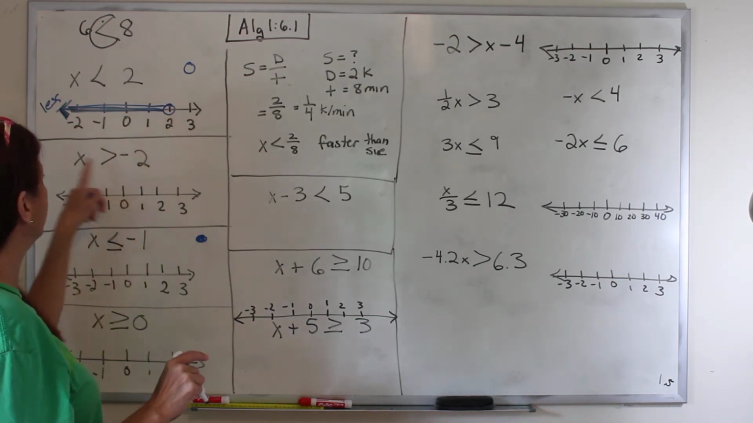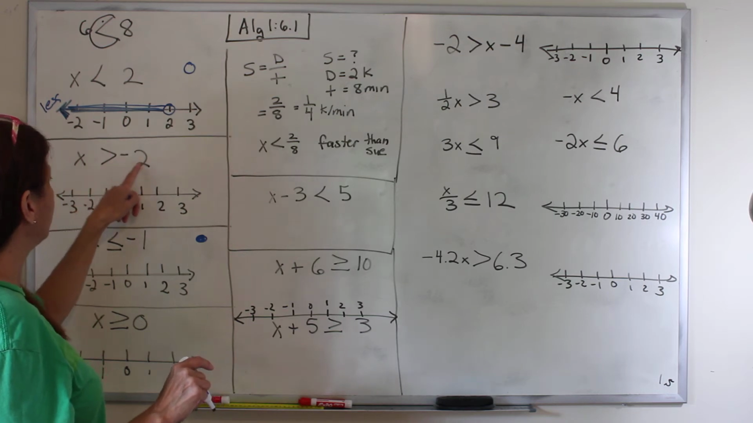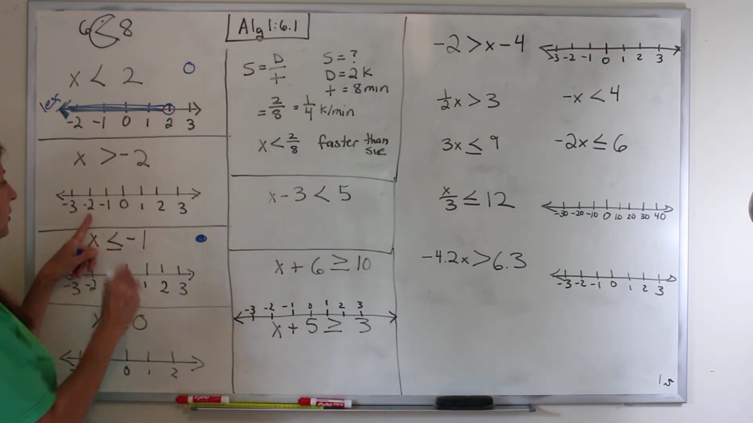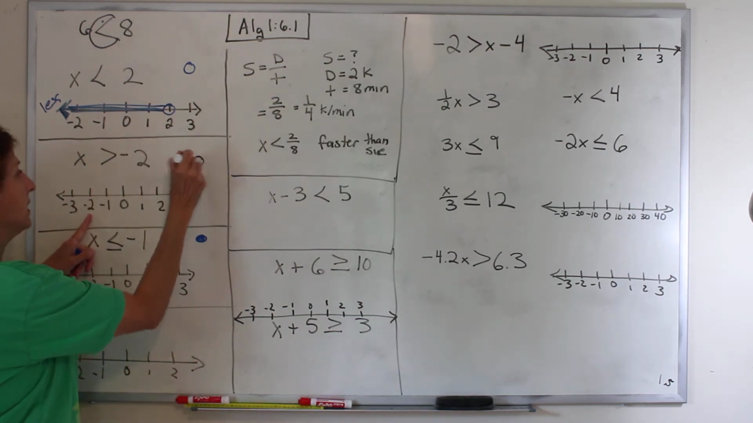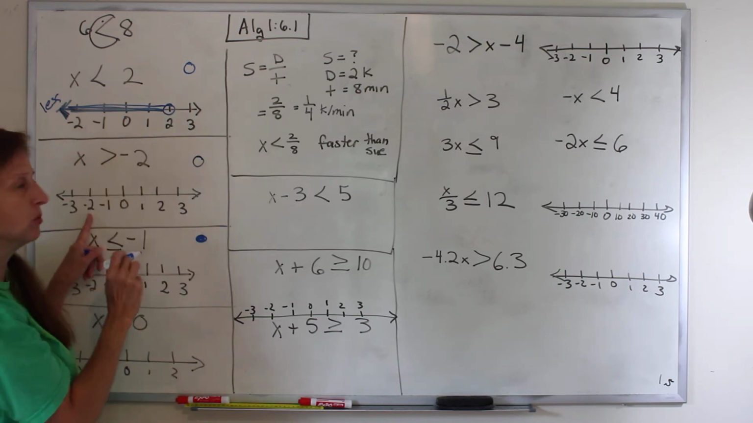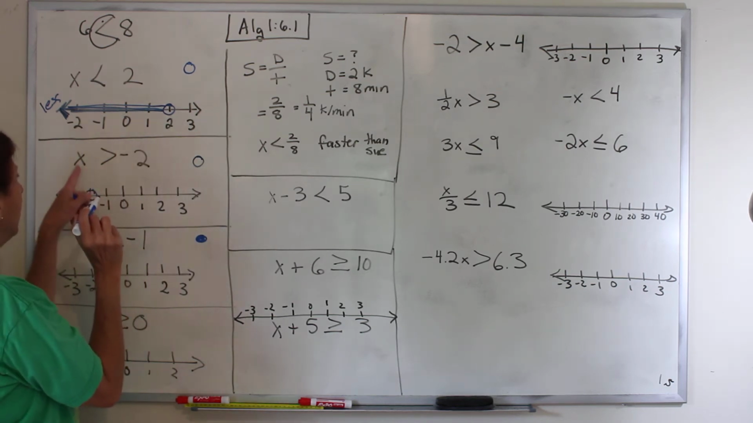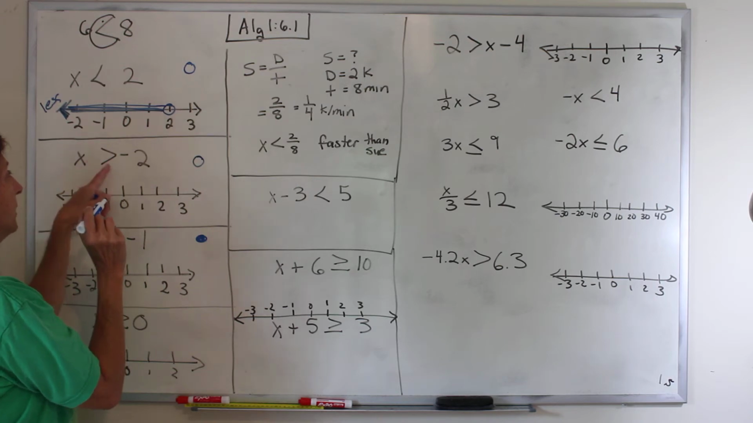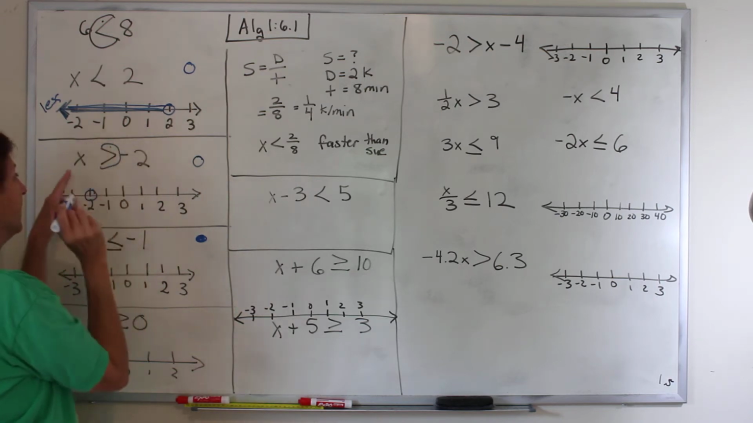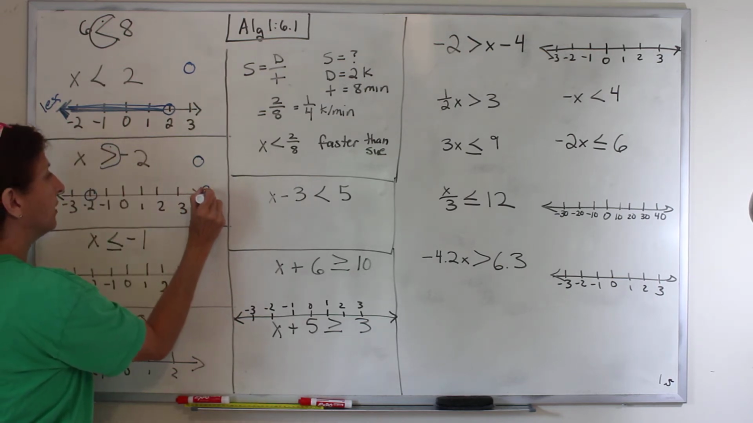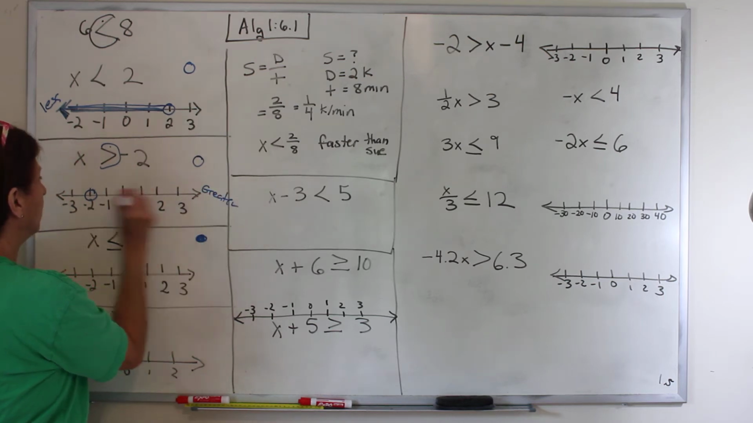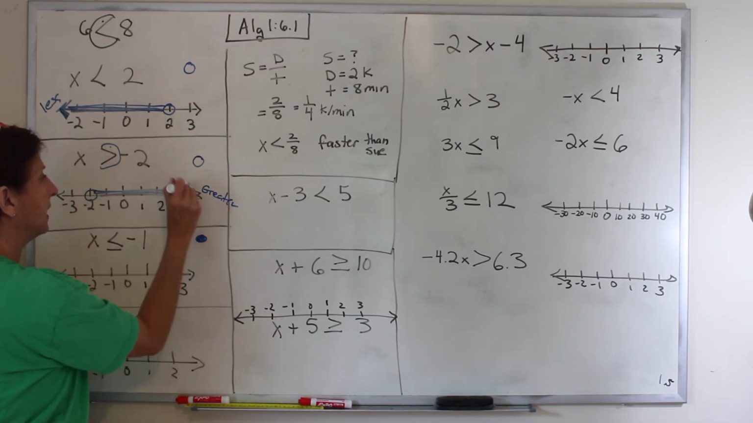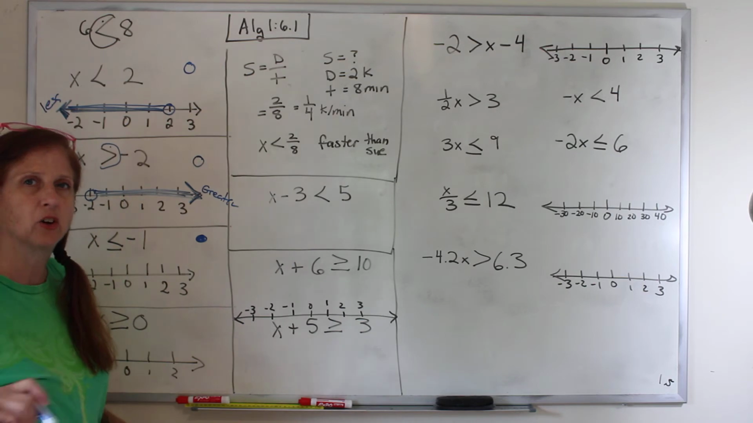Okay, let's do this one. x is greater than -2. We come to -2, we do a donut because it doesn't have the or equal sign, and now x is greater. It's the big one. It's the one Pac-Man wants to eat. So we color the greater side. So we're going to color this side, including the arrow, with our colored pencil.